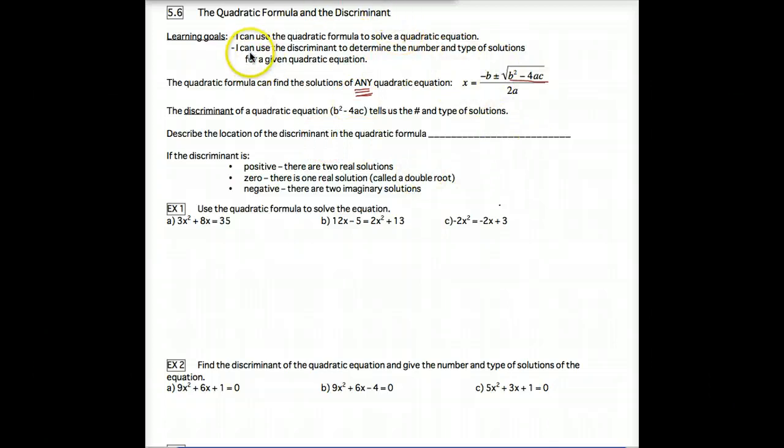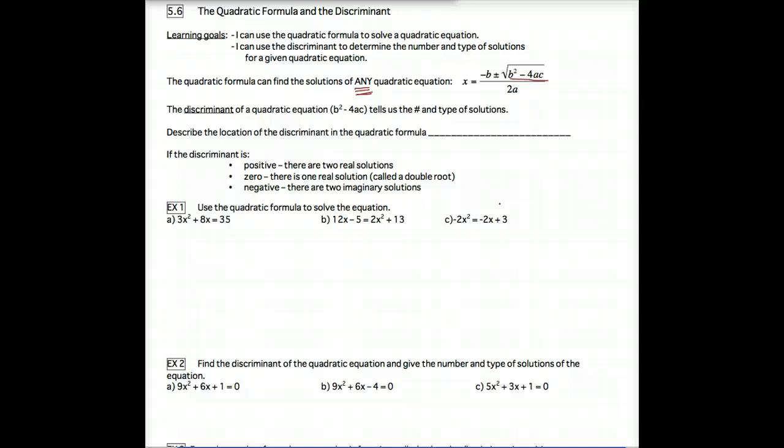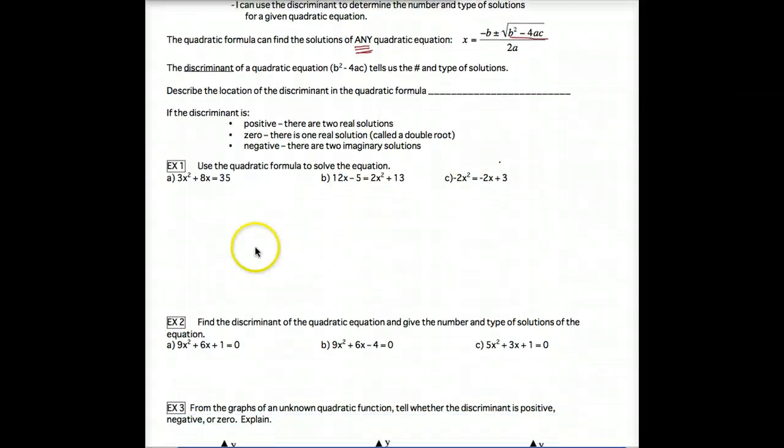So the first learning goal for today is to be able to use the quadratic formula to solve a quadratic equation. So that's what we have in example 1. 3 different sets of using the quadratic formula in order to solve a quadratic equation. So, in order to use the quadratic formula, the a, b, and c are based upon having it in standard form. Ax squared plus bx plus c equals 0. So you have to make sure it's in the right form first before you start plugging in numbers.